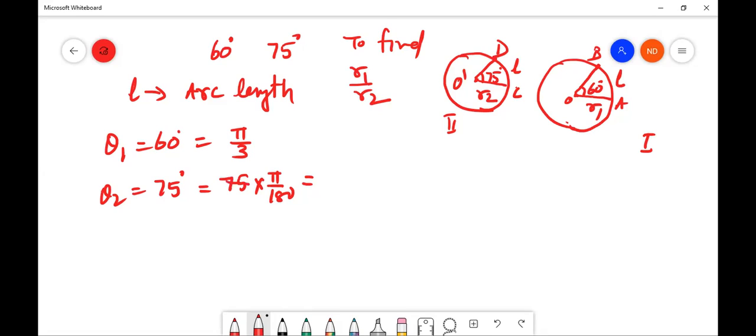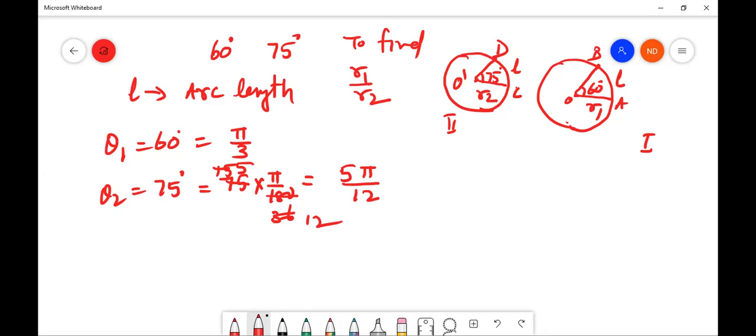Okay, 5, 15, 5, 36, 3, 5, 3, 12. I mean, you are getting here 5 pi by 12. Okay, why are we converting to radian measure? It is because if we want to relate theta, L, R, the relationship among them is theta equal to L by R. So to apply theta equal to L by R, we have to have theta in radians. So that is the reason. If it is in degree, we cannot apply that formula.